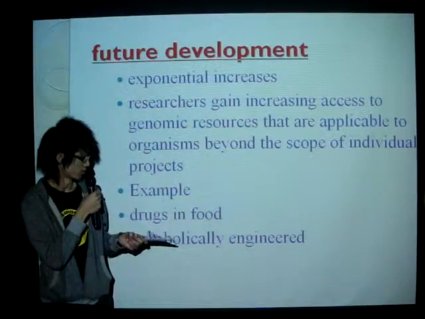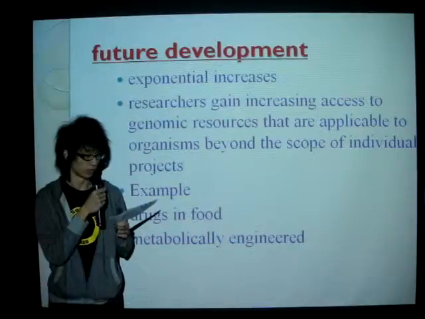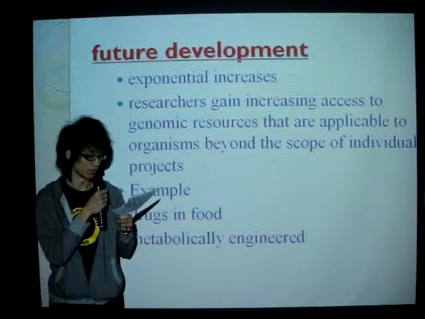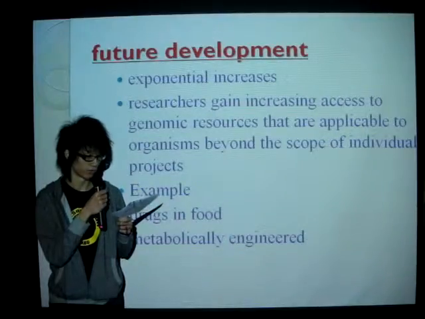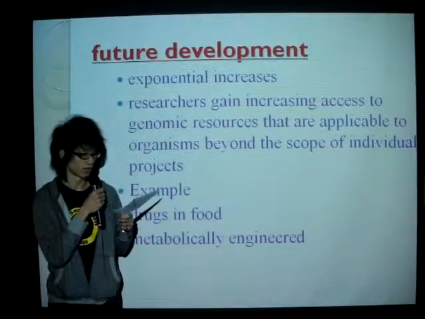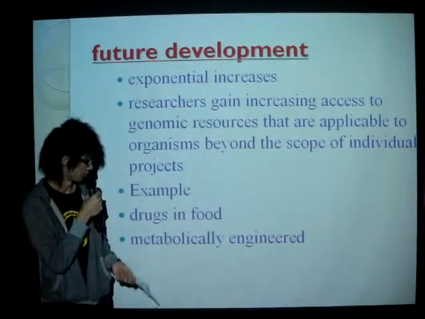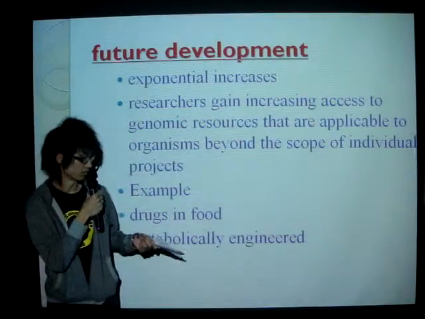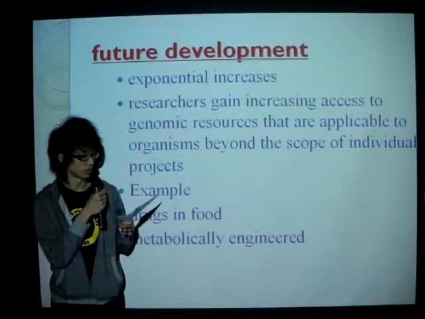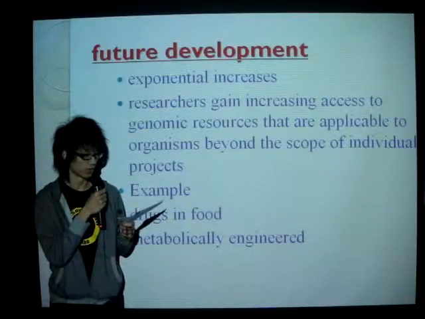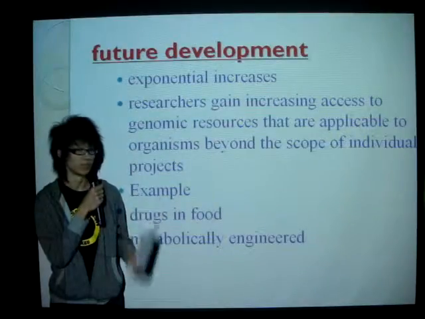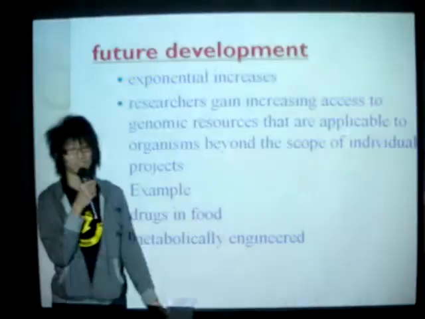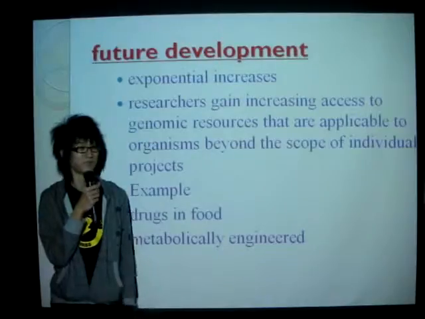For example, drugs in food: we will have bananas that produce human vaccines against infectious diseases such as hepatitis B, and also metabolically engineered food. For example, fish will mature more quickly, and fruit and nut trees will yield earlier. That's the end of our presentation. Thank you.